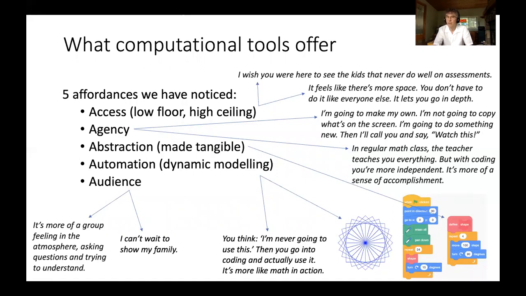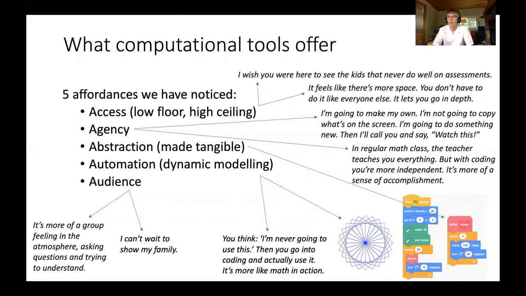So access, low floor, high ceiling. Teachers notice that, look at this student and look at that student. And we ask, what is it that we're looking at? And what they're saying is they're doing things that they don't usually do. They're performing at a very different level. They're interested. They're talking about mathematics.